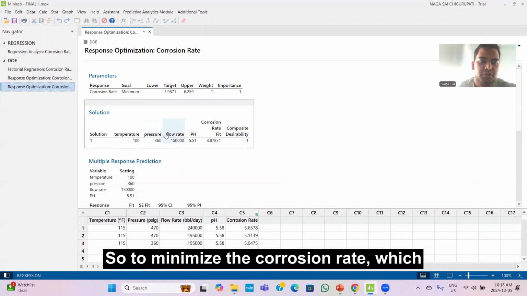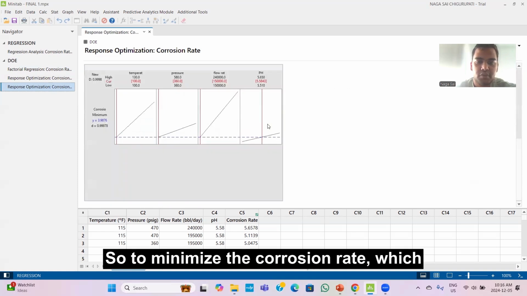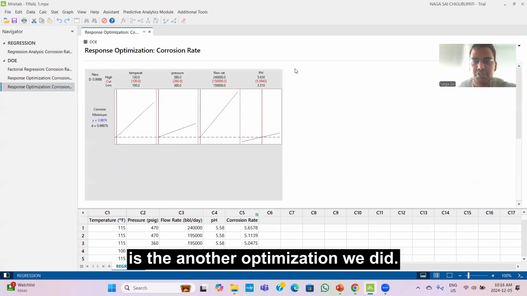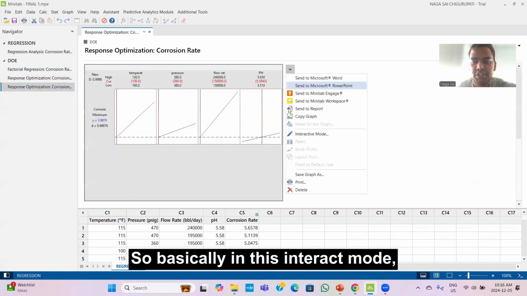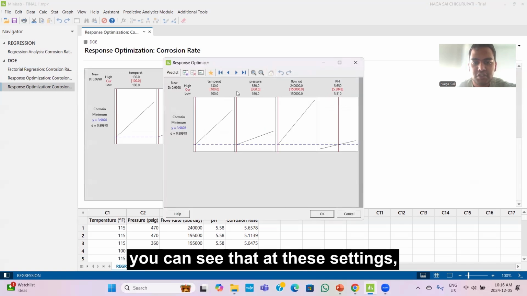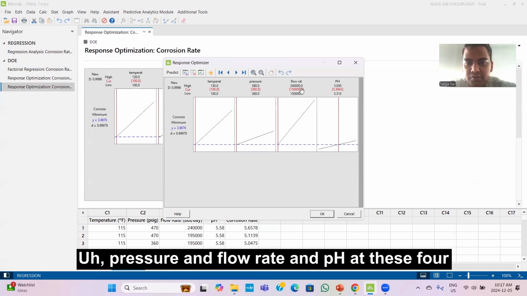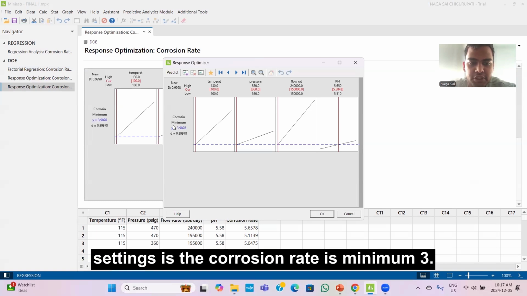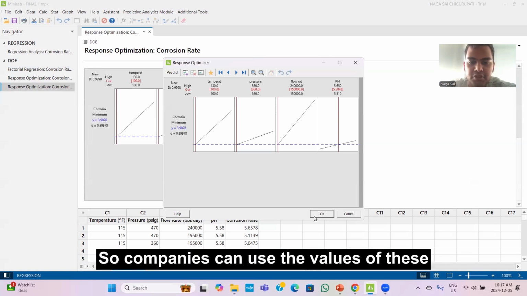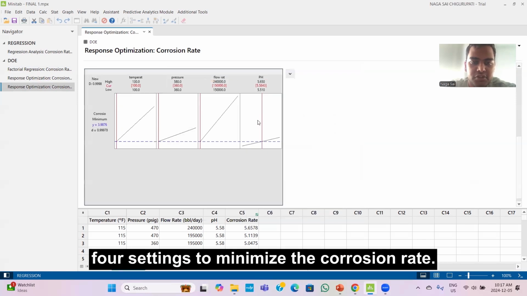To minimize the corrosion rate, which is the other optimization we did, in this interactive mode you can see that at these settings, 100 degrees centigrade, 360 pressure, and flow rate and pH, at these four settings the corrosion rate is minimum, 3.98. So companies can use the values of these four settings to minimize the corrosion rate.